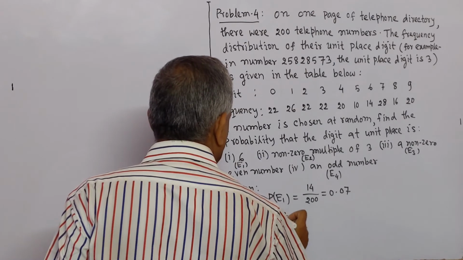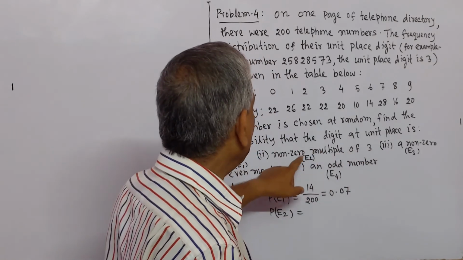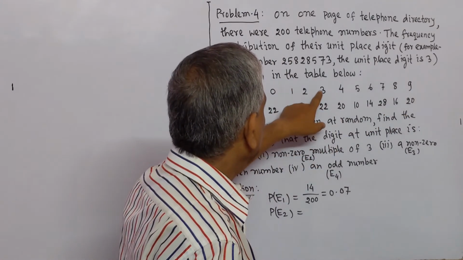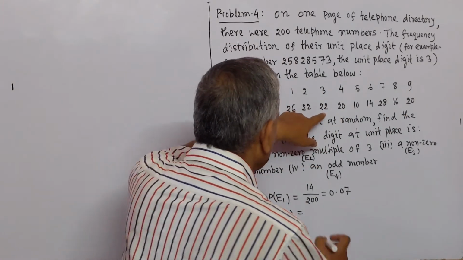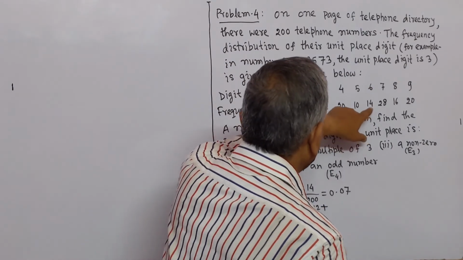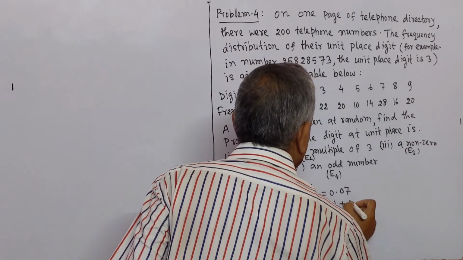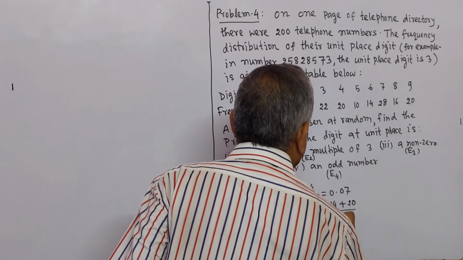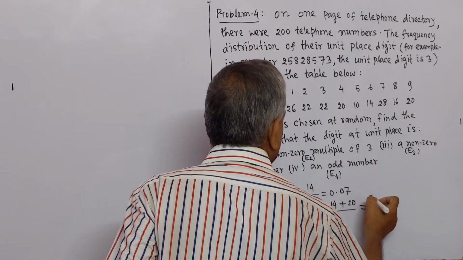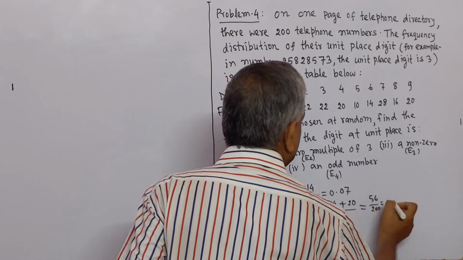P(E2). E2 is a non-zero multiple of 3. Non-zero multiples of 3 are 3, 6, 9. So for this we have 22 numbers plus here 14 numbers, here 20 numbers, by 200, and this is equal to 56 by 200, and this is equal to 0.28.